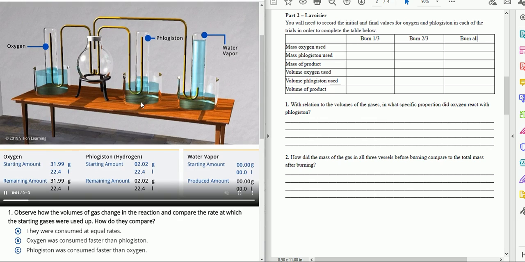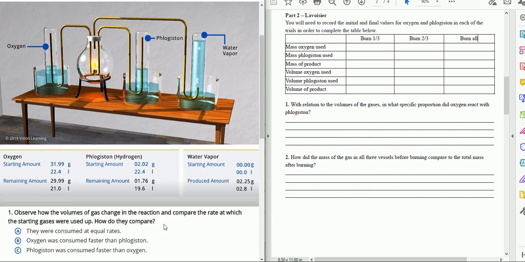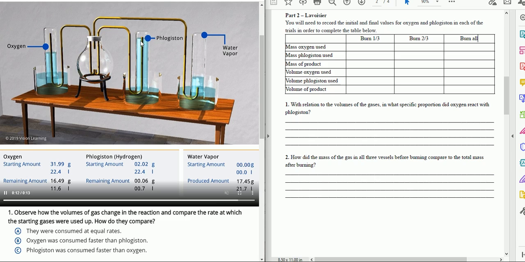Again, I'm not going to press pause at the 4-second mark and the 8-second mark to take down the data. You'll have to do that, however. And we're almost done. We can definitely see that the oxygen and phlogiston are being consumed because there's way less of it now. And we produced a lot of water vapor. Let's run it one more time.